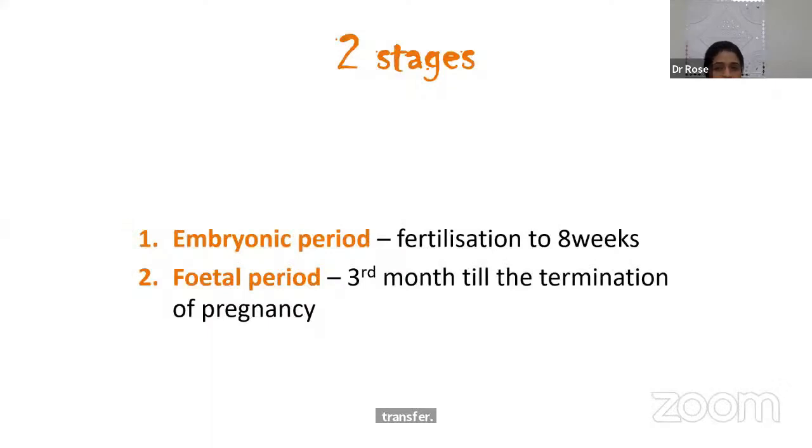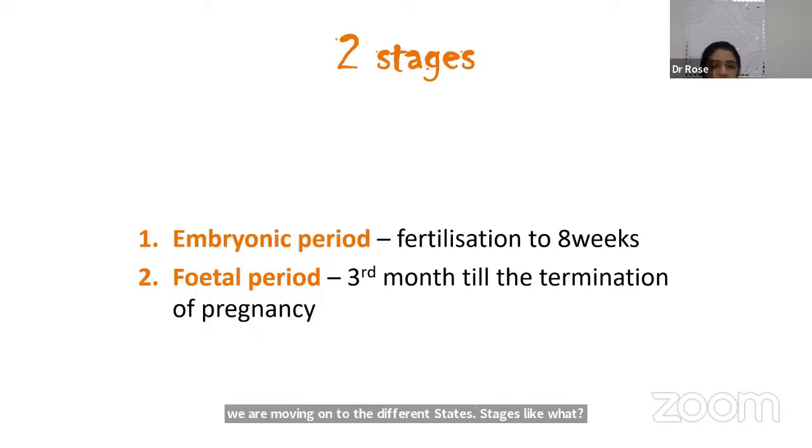Now we are moving on to the different stages, like what is happening in the first stage, second stage, third stage after fertilization. There are mainly 2 stages when we think about the growth of the zygote inside the womb. The first one is the embryonic period, and the other one is the fetal period. The embryonic period is from the point of fertilization till 8 weeks. Only when the embryo finishes 8 weeks can you call it a fetus. So you name it a fetus only after 8 weeks.